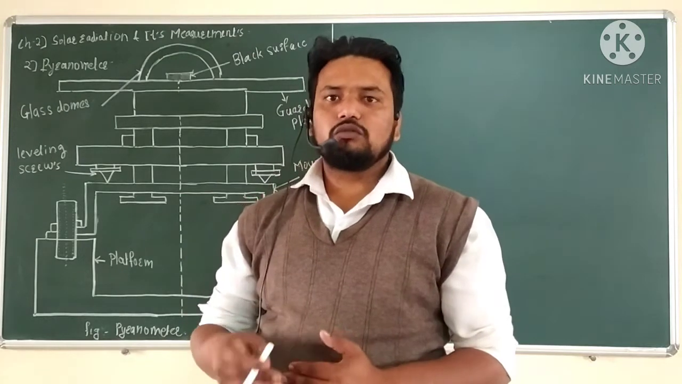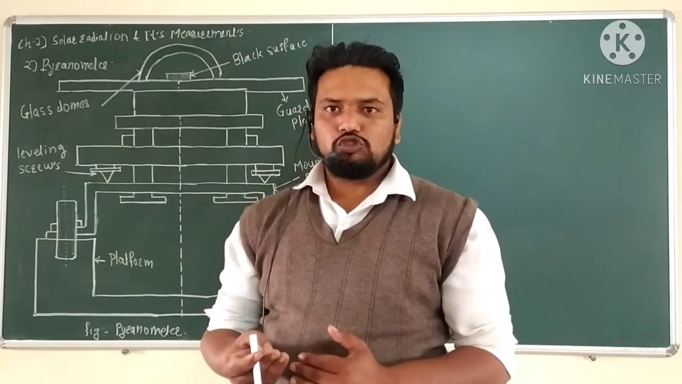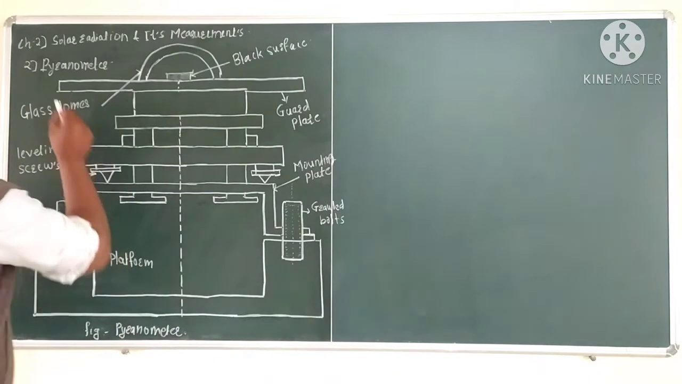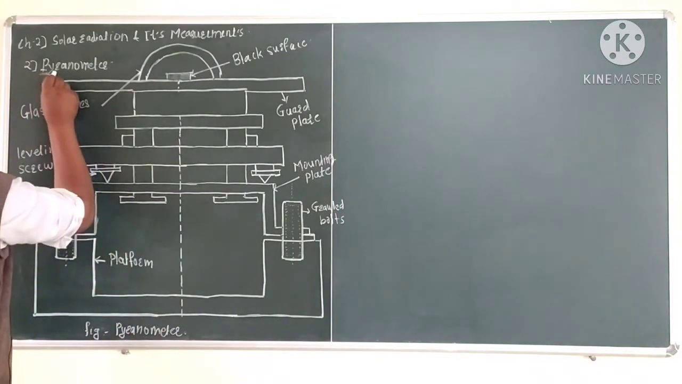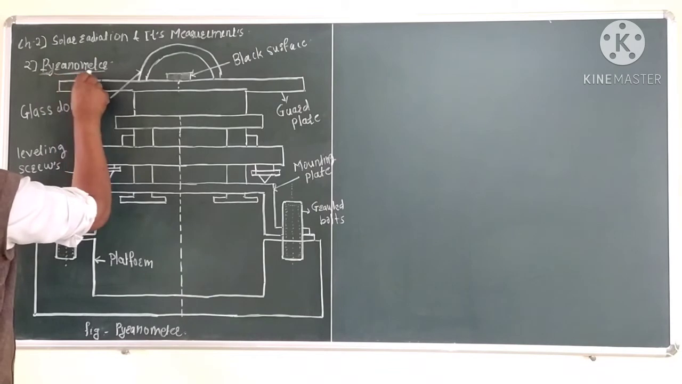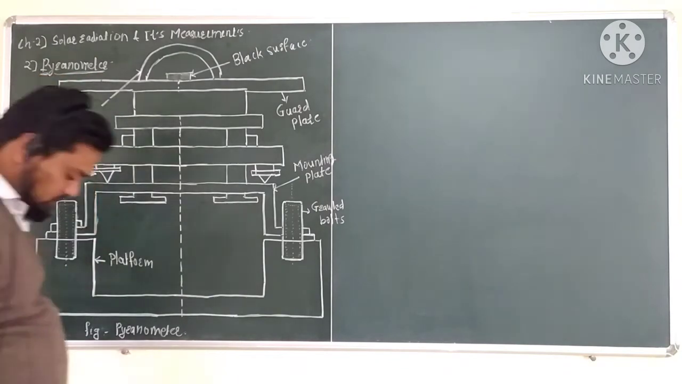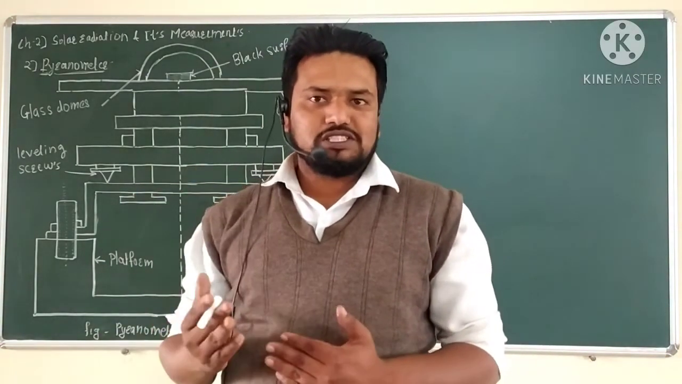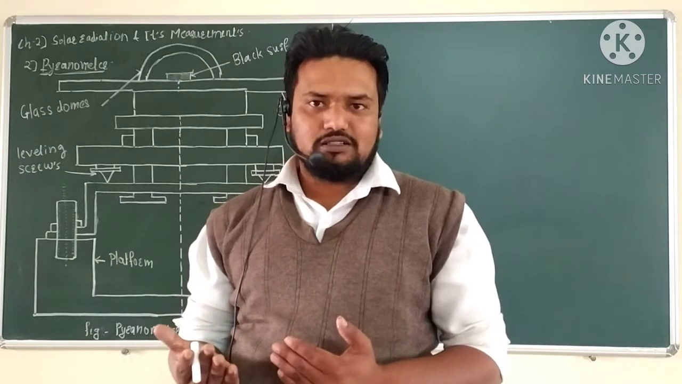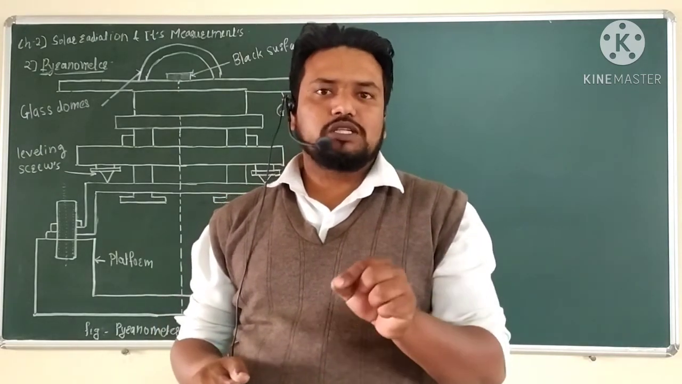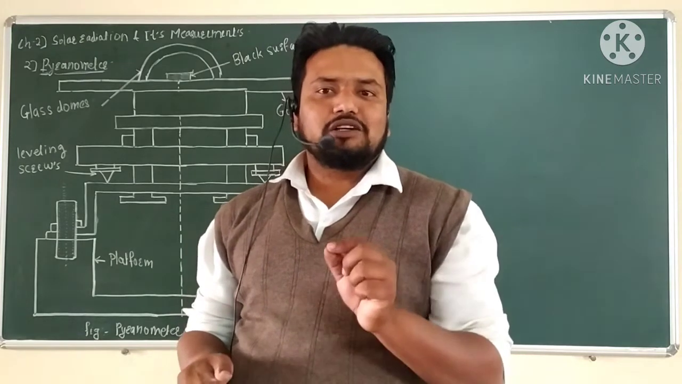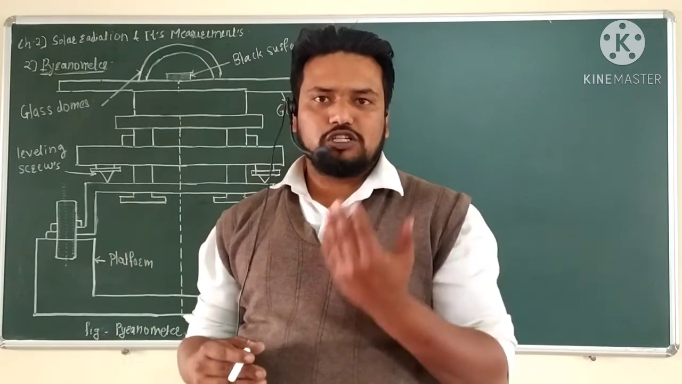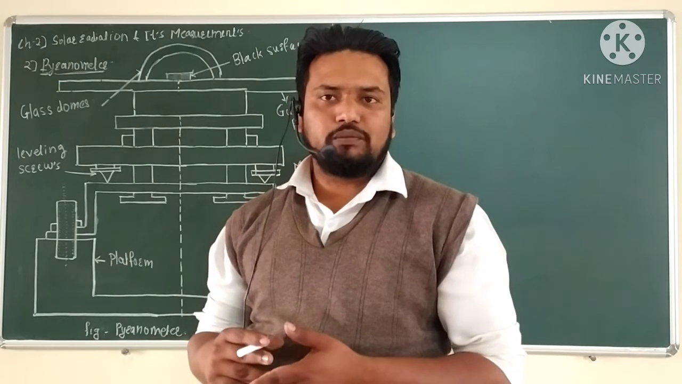Now in this lecture we want to see the next instrument, which is the pyranometer. The pyranometer is used to measure the solar radiation, which is considered as total or global radiation. This instrument is used to measure either global or diffuse radiation falling on a horizontal surface with a hemispherical field of view.